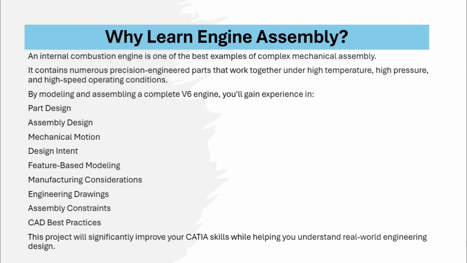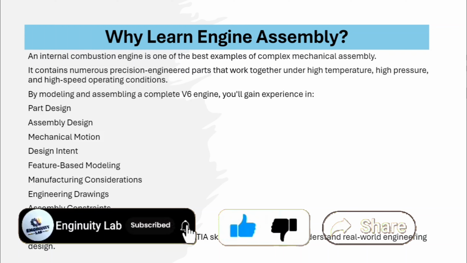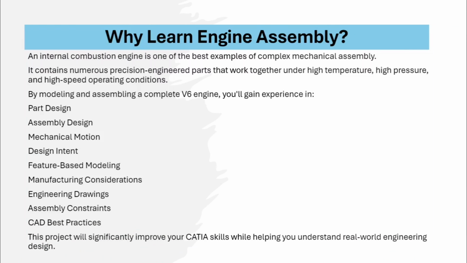Why learn engine assembly? An internal combustion engine is one of the best examples of a complex mechanical assembly. It contains numerous precision engineered parts that work together under high temperature, high pressure and high speed operating conditions. By modeling and assembling a complete V6 engine, you shall gain experience in part design, assembly design, mechanical motion, design intent, feature based modeling, manufacturing consideration, engineering drawing, assembly constraints, and CAD best practices. This project will significantly improve your CATIA skills while helping you understand real world engineering design.